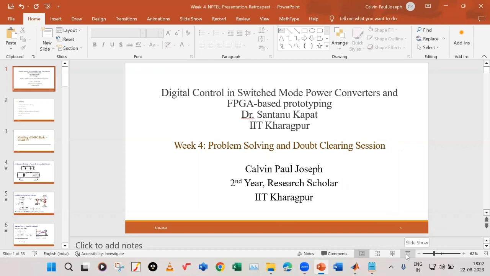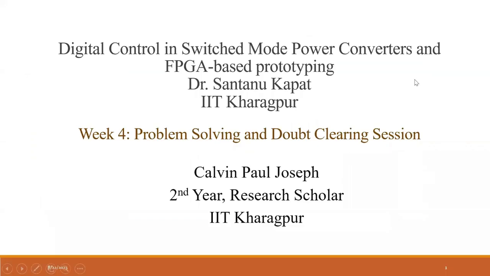So any doubts from last week? Sir, for peak current mode control, why is the current sensing preferred to be measured in the high side switch? Okay. Because it is the buck converter, right? So in the buck converter, the high side switch will carry the current when it is rising. That is good.